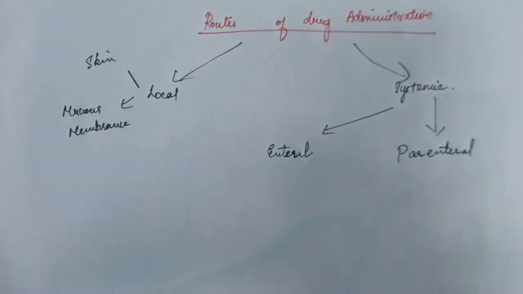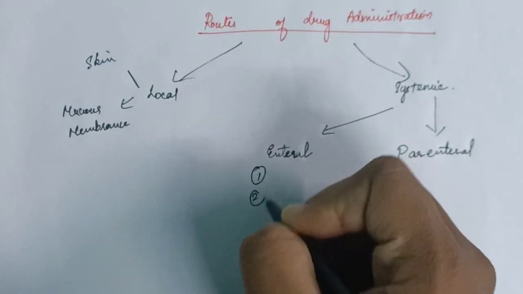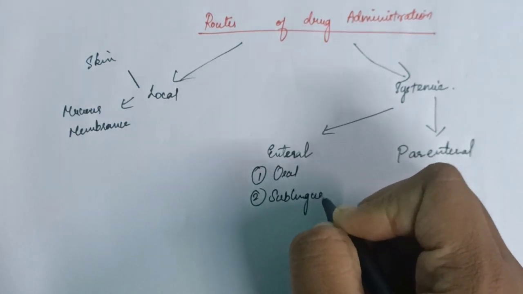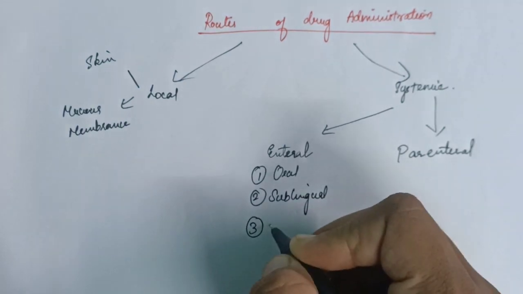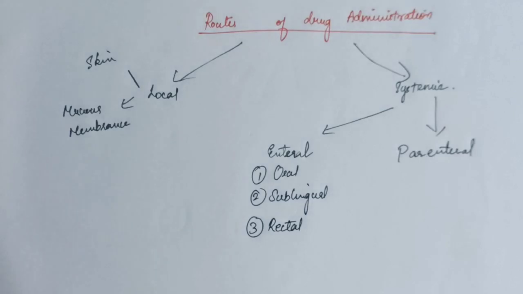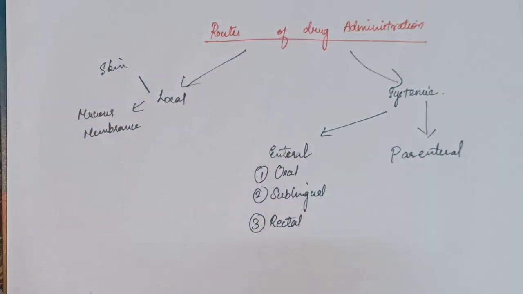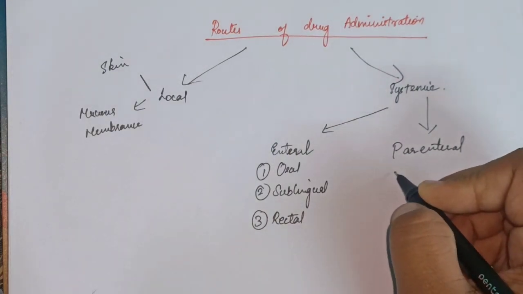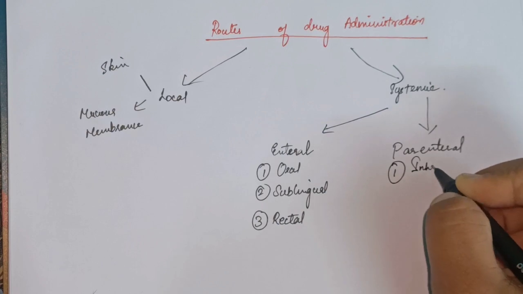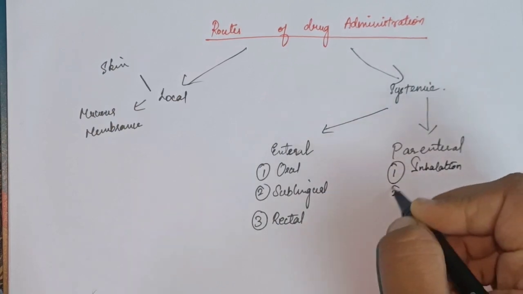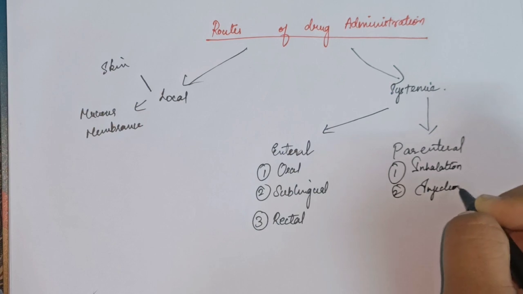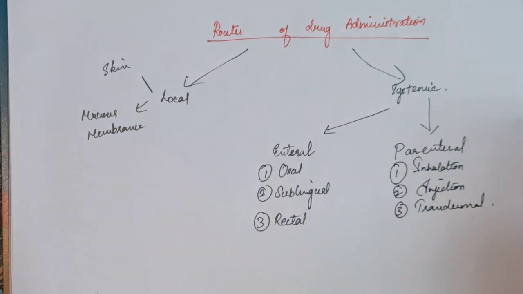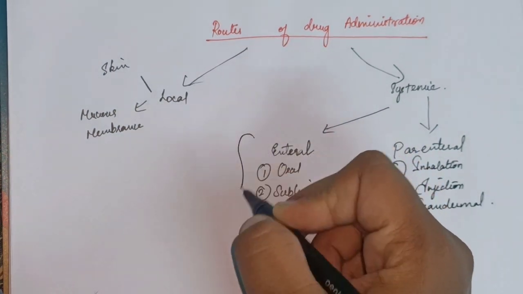In the enteral route you have 3 things. First one is oral, second one is sublingual, third one is the rectal route. In parenteral, you have so many routes. First one is inhalation, second one is injection, third one is transdermal, etc. Today we are going to concentrate on the enteral route.